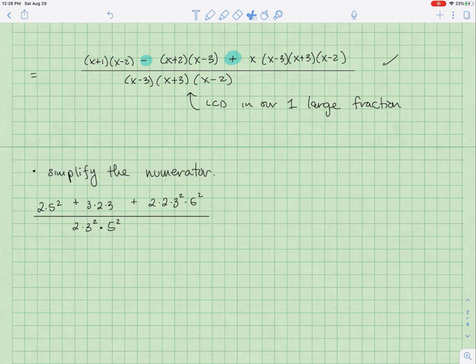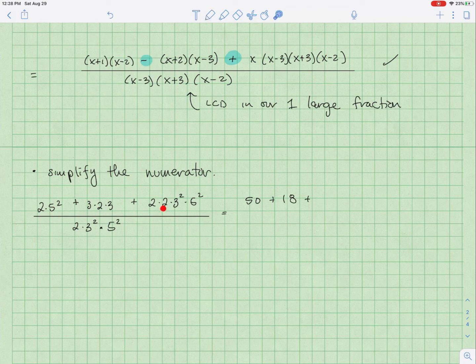So what do we have? Now, note that it just says simplify the numerator. It doesn't say simplify the denominator. So I don't want you multiplying out the denominator, but this is 2 times 5 times 5. That's 50. Plus 2 times 3 times 3. That's 18. Plus 2 times 2 is 4.